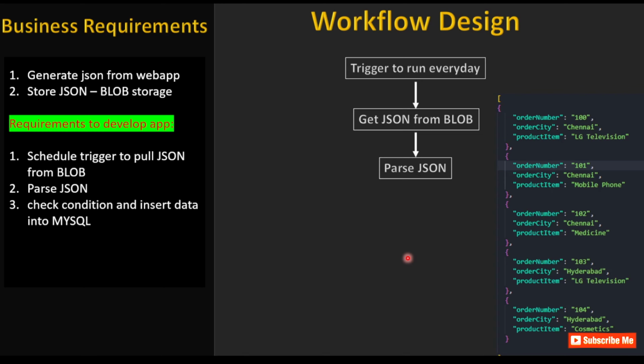I'm going to install MySQL and create a database with two tables called Chennai and Hyderabad. If my orderCity equals Chennai, then that particular transaction will be stored in that table. In this case, it's going to be Chennai, so it will store into the Chennai table. And the same applies to Hyderabad, which means when my orderCity equals Hyderabad, for this order number 103, this particular transaction will be stored into the Hyderabad table.